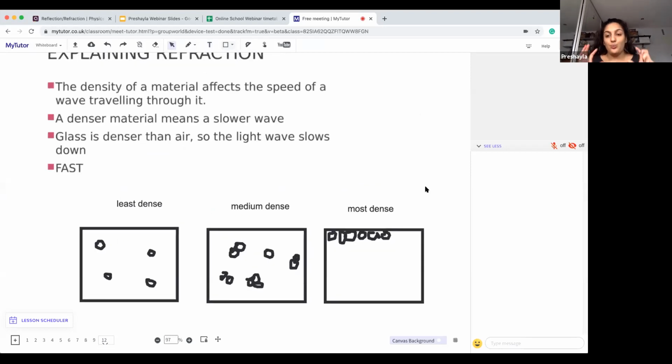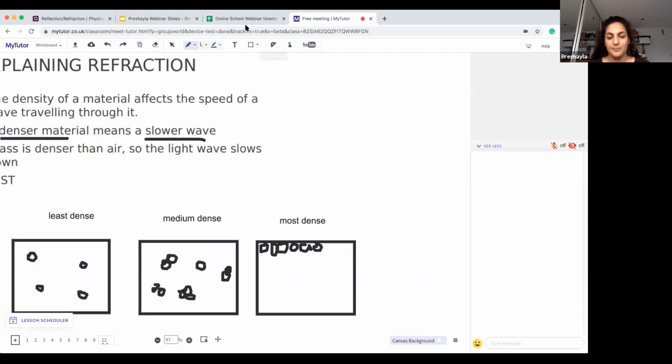Okay, now the density of the material that we're in directly relates to the speed of light through it. So a denser material means a slower wave, because you can think about it as the particles kind of slowing it down. They're more tightly packed, so it's less likely to get through. So a denser material means a slower wave. Okay, so glass is denser than water, water is denser than air. So it's these levels of density, okay?